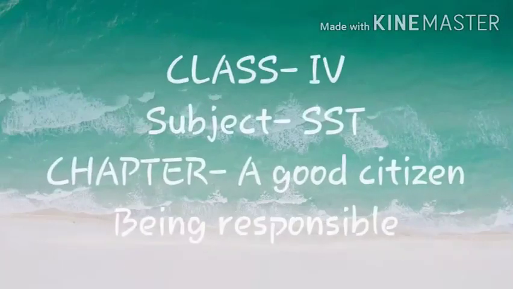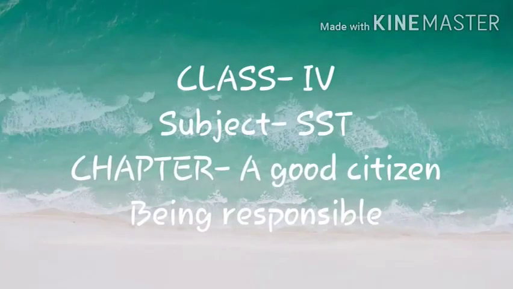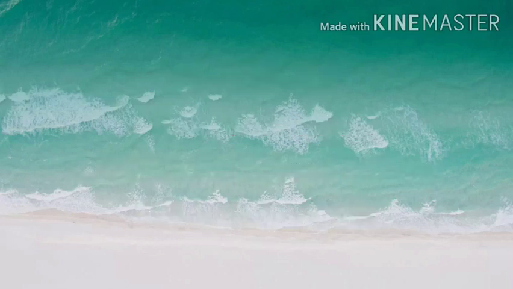Hello students, today we are going to do SST and the chapter is chapter number 4, A Good Citizen, Being Responsible. In the previous class, we had done till what is private property, what is public property, who is a good neighbor. So today we will do elections.